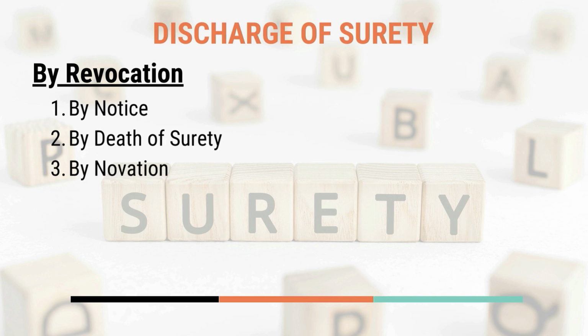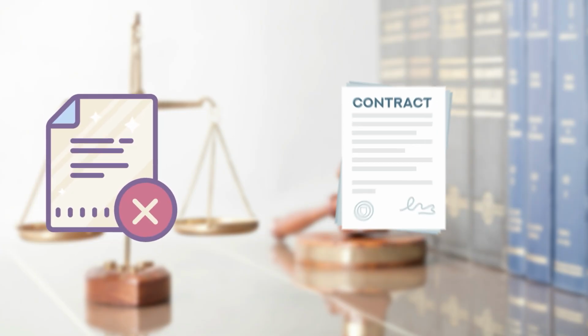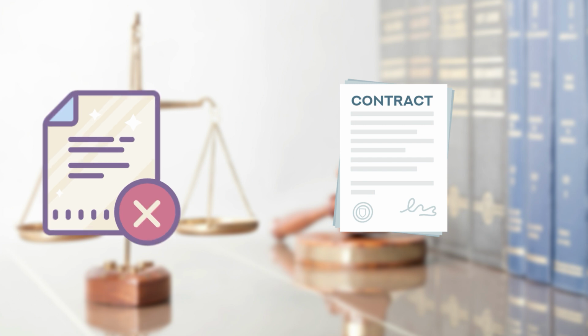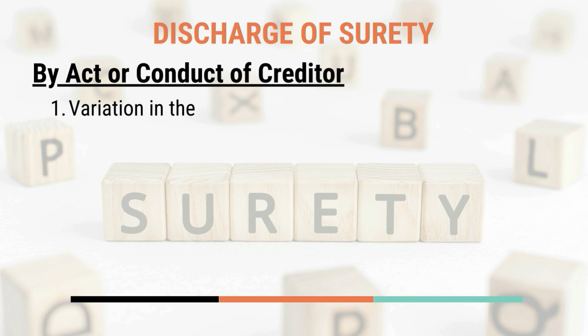Third, by novation. Novation is actually a contract of newness. When the old contract is cancelled and a new contract is formed with new terms, new conditions, in that case the role of surety is assumed to be discharged. So if a new contract has taken place instead of the old contract, then the old contract gets completed, and so does the role of surety.